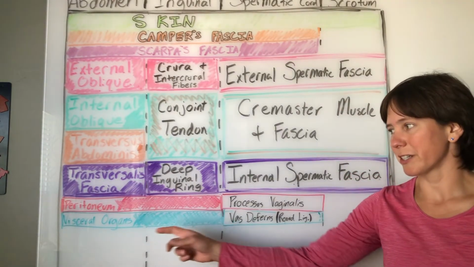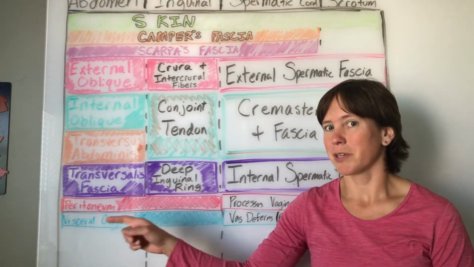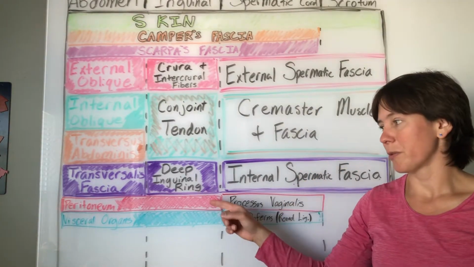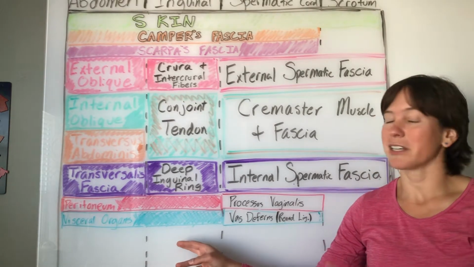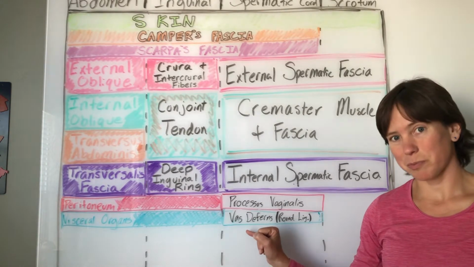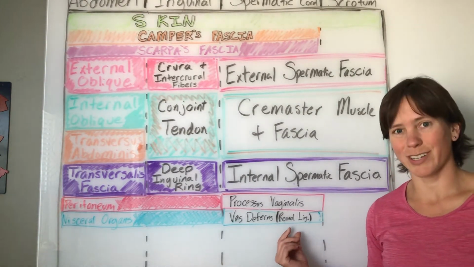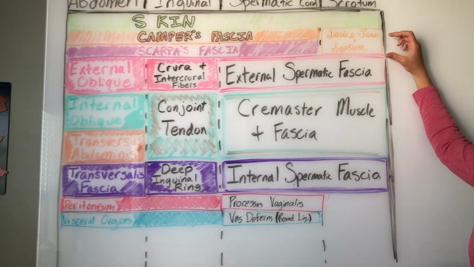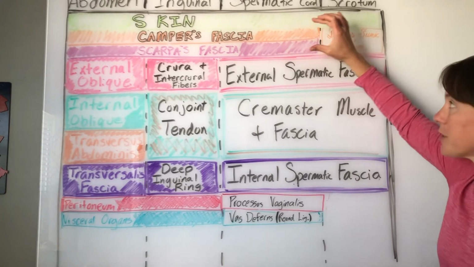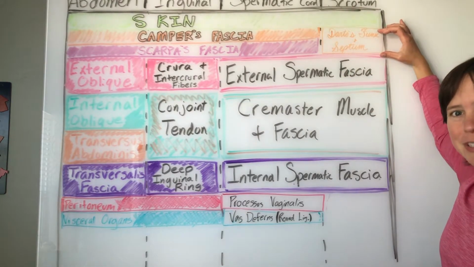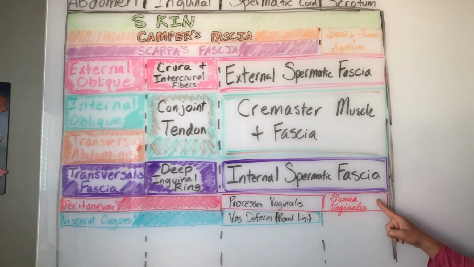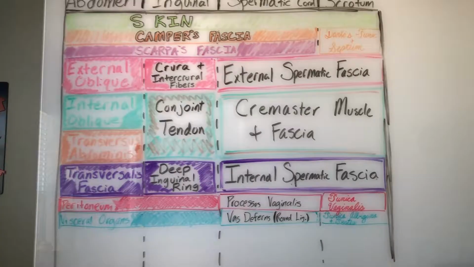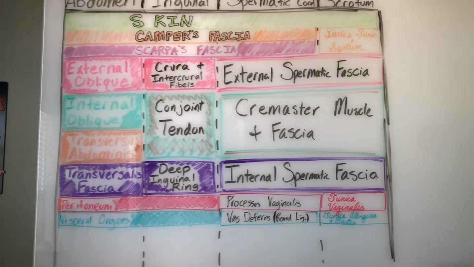So let's look at our deepest layers, the peritoneum and the visceral organs. Once we get to the spermatic cord region, the peritoneum will now turn into the processus vaginalis. The visceral organs in the spermatic cord region for men will be the vas deferens, and for women will be the round ligament. So in our superficial layer, in the scrotum, our Camper's and Scarpa's fascia will turn into the dartos tunic and septum. The processus vaginalis in the scrotum now becomes the tunica vaginalis. And finally, the vas deferens in the scrotum will turn into the tunica albuginea and testes.